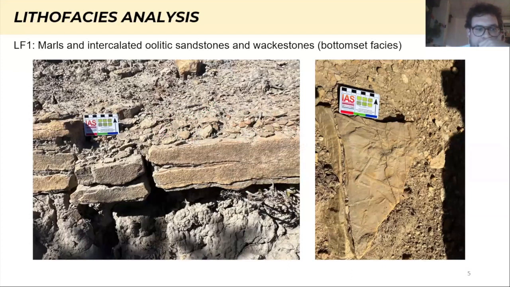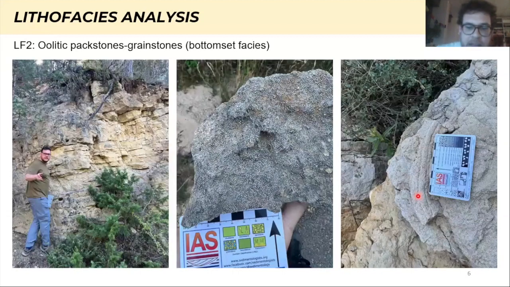So LF1, marls and intercalated oolitic sandstone and wackestone. Here the marls have abundant mica and plant remains and scarce bioclasts, and are intercalated with fine-grained sandstone to silty limestone. And we have intense bioturbation. Lithofacies number 2, oolitic packstone and grainstone, well sorted 1 millimeter ooids and quartz grains as well, and peloids. We also observed brachiopods, echinoids, and bivalves. And the bioturbation here is less intense than lithofacies number 1.